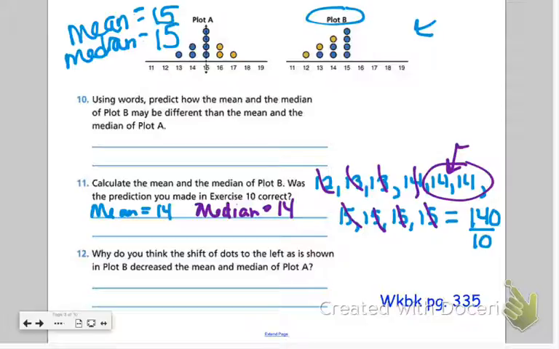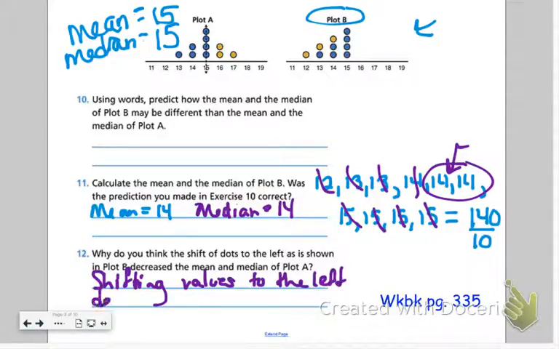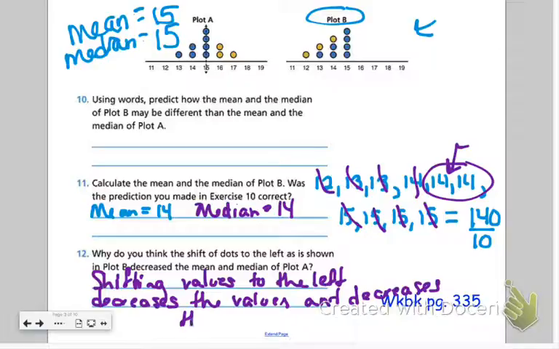The last thing, number 12, why do you think the shift of dots to the left, as is shown in plot B, decreases the mean and the median of plot A? So why do you think shifting the dots to the left made the mean and the median go down? Well, shifting values to the left decreases the values and decreases the sum of the values.